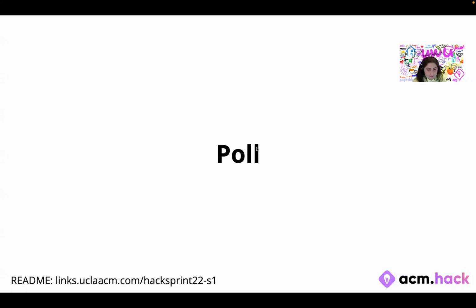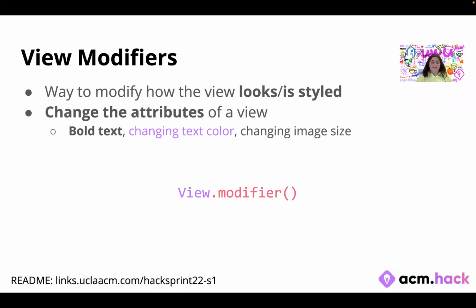Okay. So the way that we're going to be adding these different ways to stylize it is through view modifiers. Really aptly named, I hope that's the right word. Is that the right word? Aptly named. They're named really well to what they do. View modifiers essentially are a way to modify how the view looks and is styled. It's a little bit of a big word, but it changes the attributes of a view.